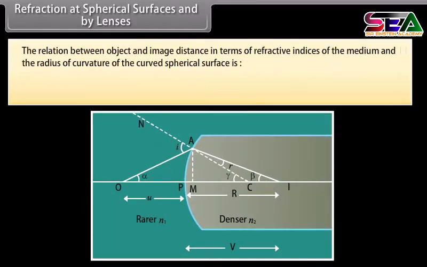The relation between object and image distance in terms of refractive indices of the medium and the radius of curvature of the curved spherical surface is N2 by V minus N1 by U is equal to N2 minus N1 by R.